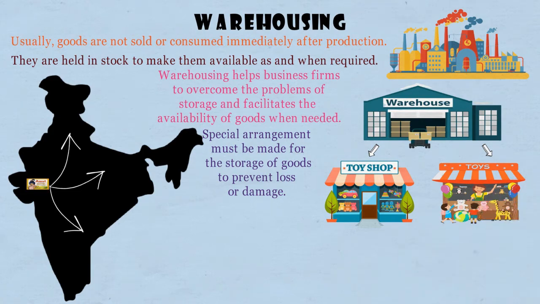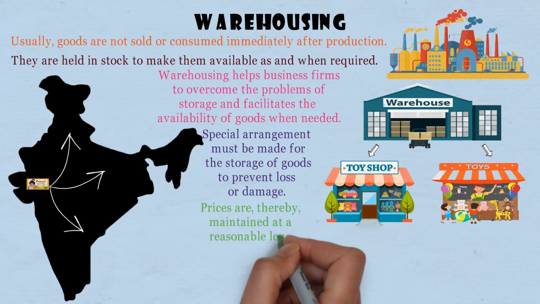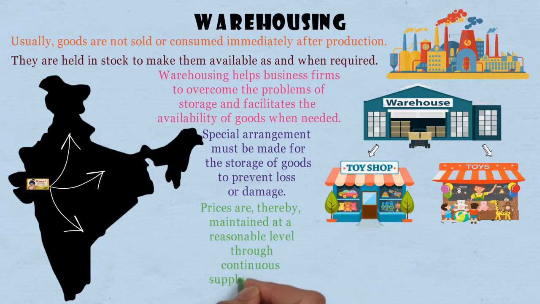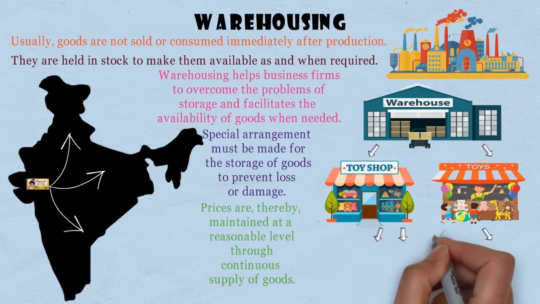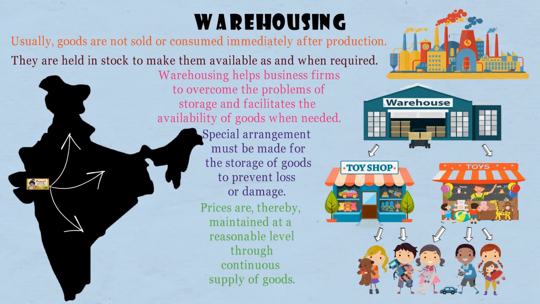And then from the factory or warehouse, goods are distributed to toy shops but in a smaller quantity. The main reason to distribute the goods in a smaller quantity is to maintain the prices at a reasonable level through continuous supply of goods. Let's understand this with an example. Let's say if there is a shortage of goods, then the toy shop owners will have the chance to manipulate the price, and due to the lesser availability of goods, they will be charging extra from the customers.